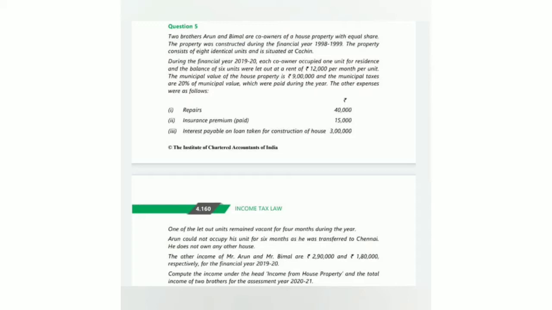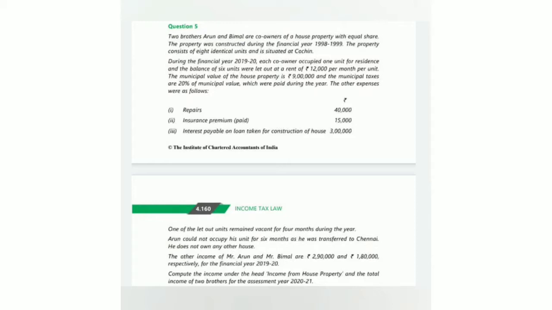That means what? The total number of houses was 8. Out of that, 2 houses were occupied by the 2 brothers, Arun and Bimal. So the remaining 6 units were let out at a rent of rupees 12,000 per month. That means 25% of the houses were occupied by Mr. Arun and Bimal. The balance 6 units, that is 75%, were let out at a rent of rupees 12,000. So we have to calculate 25% and 75%. In order to make you understand, I explained this.